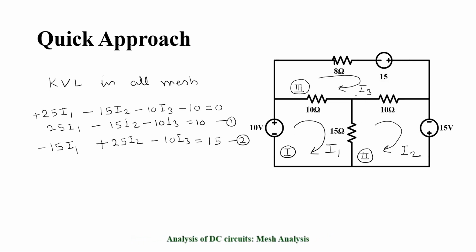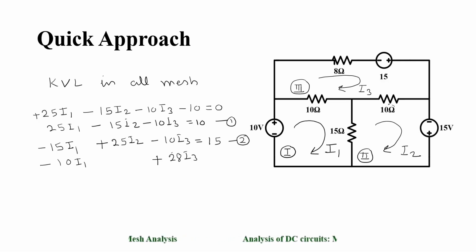Now I am going to write down KVL for this third mesh. The coefficient of I3 will be positive. So what will be the value of the coefficient? I am going to add all the values of the resistances in the mesh: 8 plus 10 plus 10. So this will be 28 I3. And for the rest of the coefficients, look at this 10 ohm, I1 is flowing. So minus 10 I1.